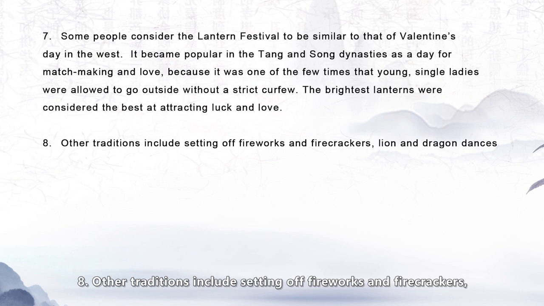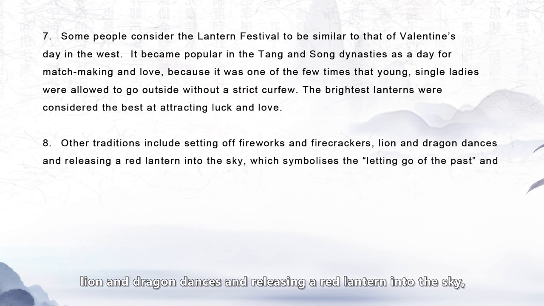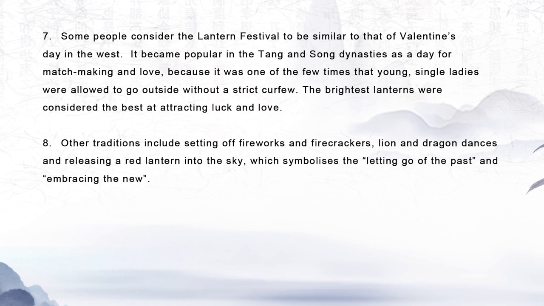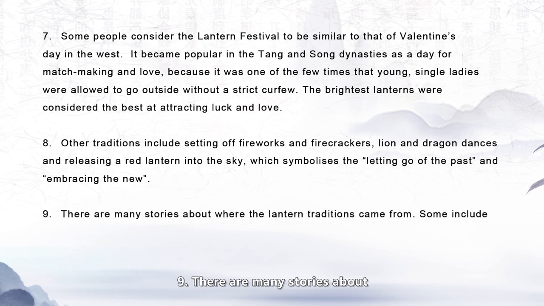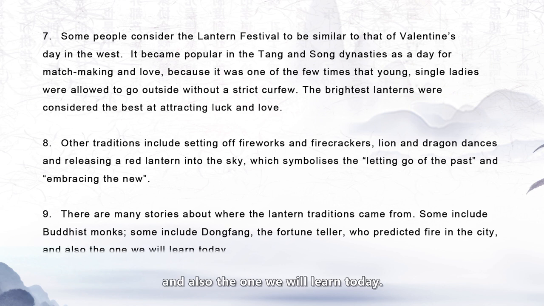Number 8. Other traditions include setting off fireworks and firecrackers, lion and dragon dances, and releasing a red lantern into the sky, which symbolises the letting go of the past and embracing the new. Number 9. There are many stories about where the lantern traditions came from. Some include Buddhist monks. Some include Dongfang, the fortune teller, who predicted fire in the city, and also the one we will learn today.